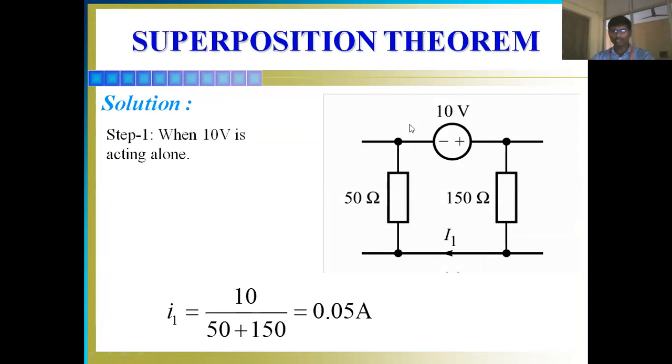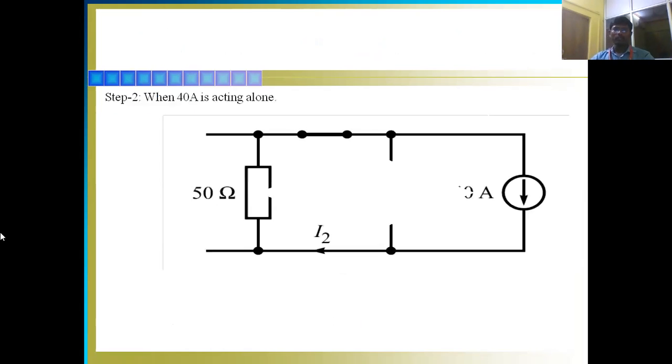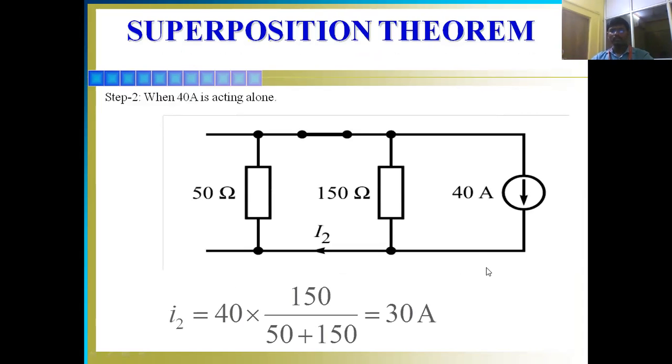So therefore, this circuit is a series circuit again, where I1 is equal to V by RT, where V is 10 volts, RT is 150 plus 50. So therefore, 10 by 200 ohms, which is equal to 0.05 amp. This is I1.